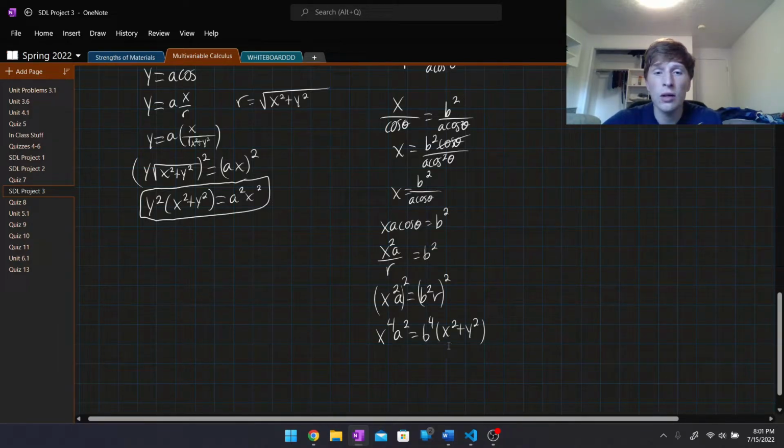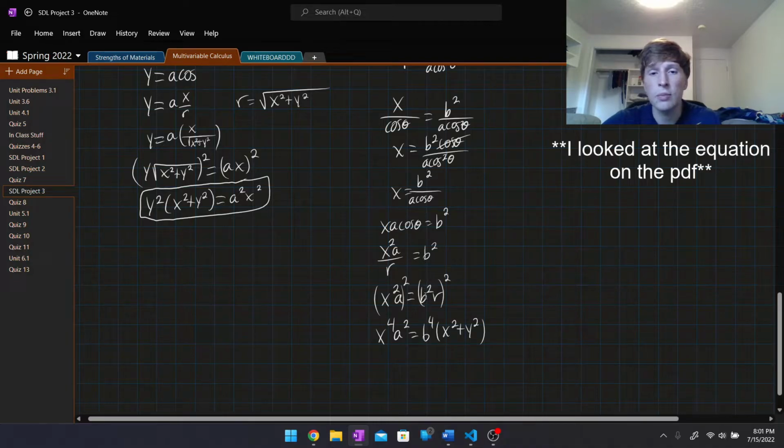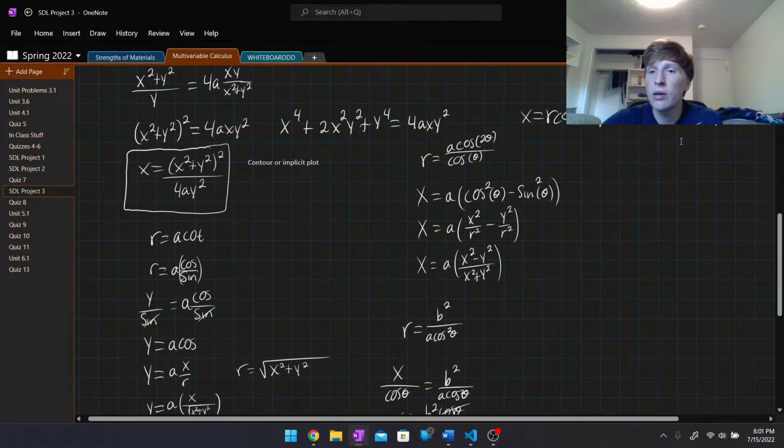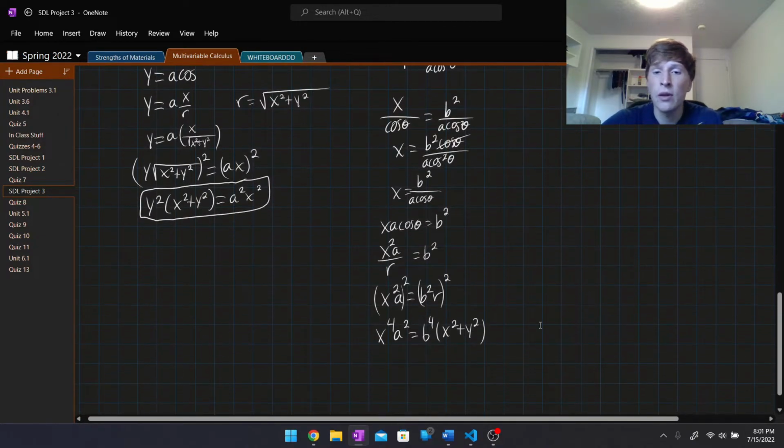So I looked at the equation and I noticed that this b squared was b to the 4th, so I just squared both sides, and then this became b to the 4th, and this became r squared. Because of this identity right here, r squared can be rewritten as x squared plus y squared. And after I did that, there are no more polar components in it, and it's good to go.